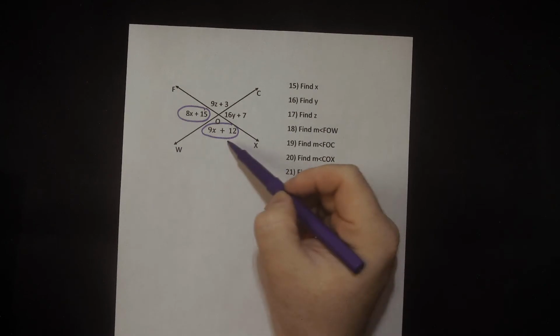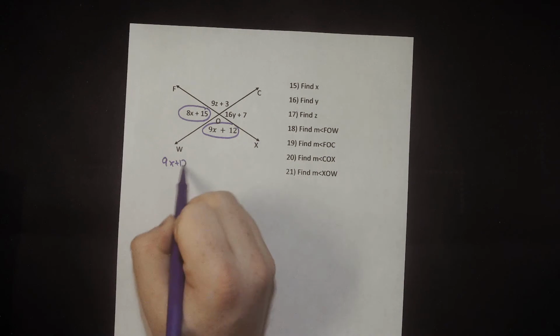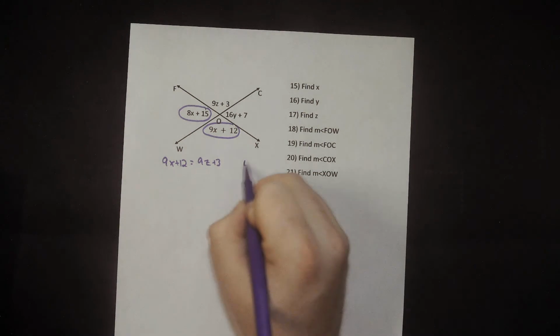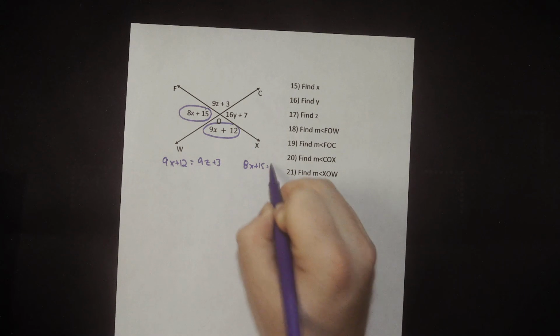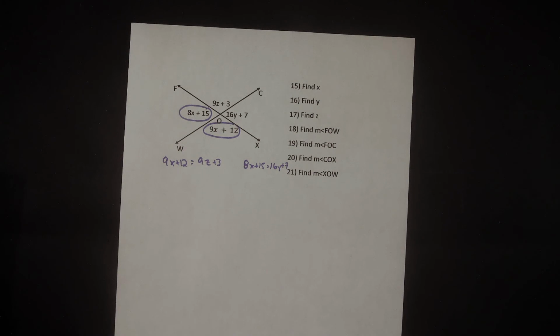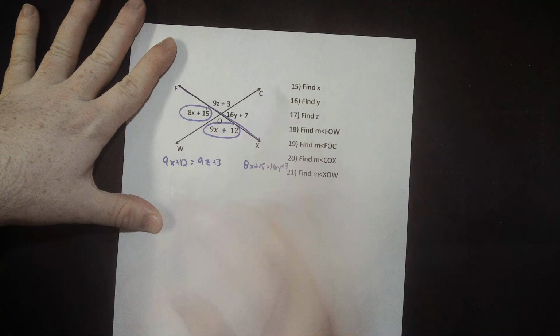So technically speaking, 9x plus 12 does in fact equal 9z plus 3. That is a perfectly valid equation. So is 8x plus 15 equals 16y plus 7. Also a perfectly valid equation. Neither one of these will get you anywhere because you're going to end up with an x equal to a z and an x equal to a y. So when you look at this, you have to logically figure out what is the equation that's going to just focus on the x's. And you have to remember that the adjacent angles have to be supplementary.